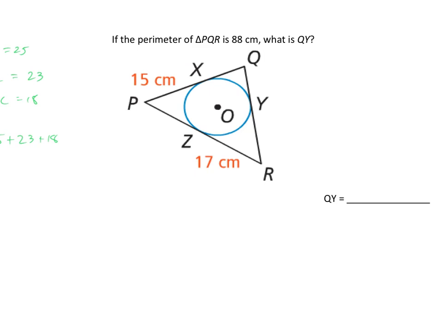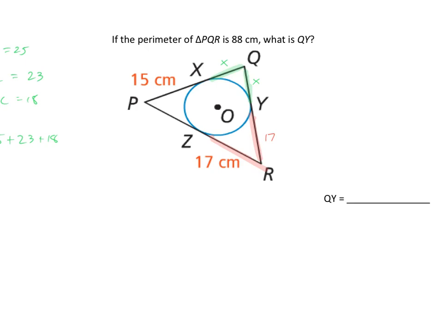Looking at our next example, things get a little bit complicated, but not too bad. Here I'm saying that the perimeter of the big triangle, triangle PQR, is 88. I want to know what is the length of QY. I know that XQ and QY, those are both segments that are unknown. I'm going to call that x units long. RY and ZR are tangent from the same endpoint. Therefore, RY is 17.